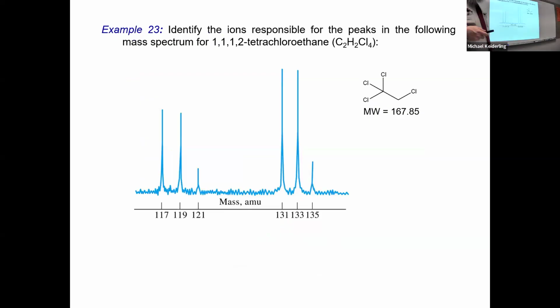Now here's an example problem with chlorine. We're identifying the ions responsible for the peaks in the mass spectrum for 1,1,2,2-tetrachloroethane. So here you can see we have multiple peaks spaced 2 apart.